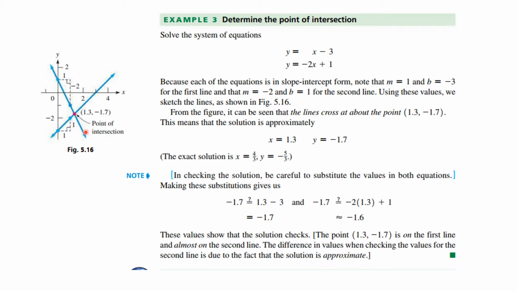When we look at the picture, we say yes, they do intersect at a point, but it's difficult to tell from the graph what the real point of intersection is. We guess based on the accuracy of our graph in this chapter. In the next chapter we're going to learn how to solve these exactly, which will be a lot of the focus of what we do. But here we get 1.3 and minus 1.7 as our guesses.